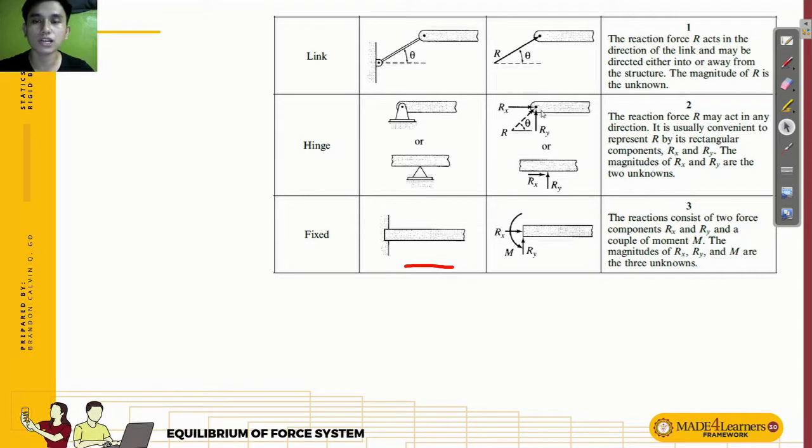So, it can resist vertically and horizontally. Okay? So, two reactions are resisted. So, to get the resultant reaction force at the hinge, we have this, no? So, we use the resultant, using the Pythagorean theorem. Okay.